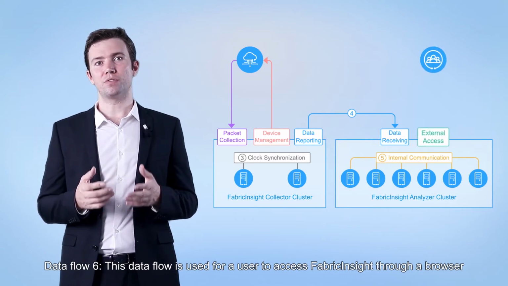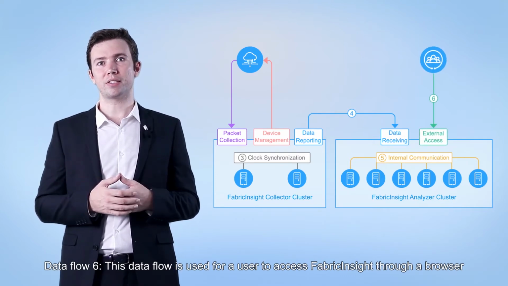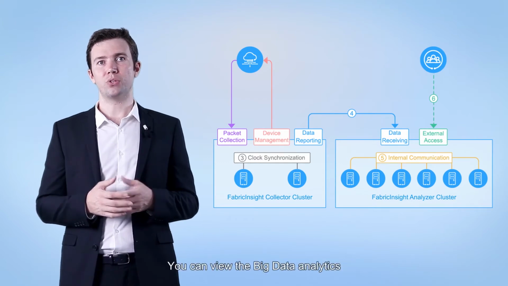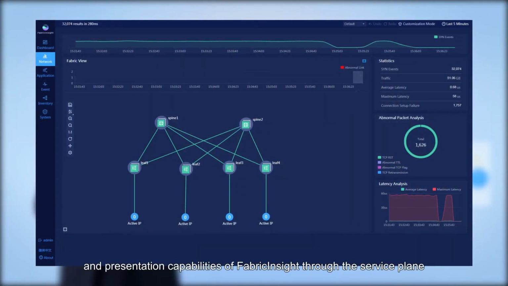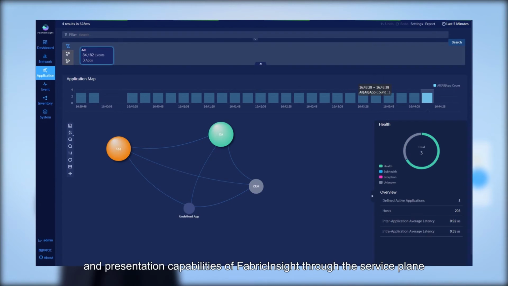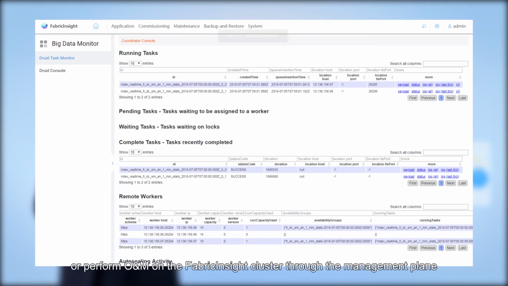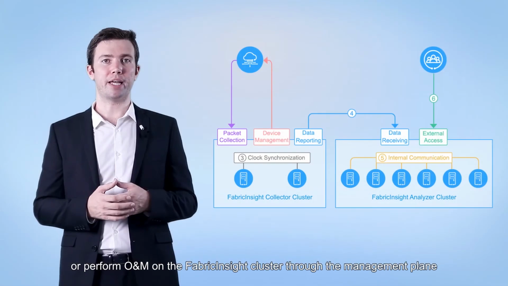Data flow 6. This data flow is used for a user to access FabricInsight through a browser. You can view the big data analytics and presentation capabilities of FabricInsight through the service plane, or perform O&M on the FabricInsight cluster through the management plane.